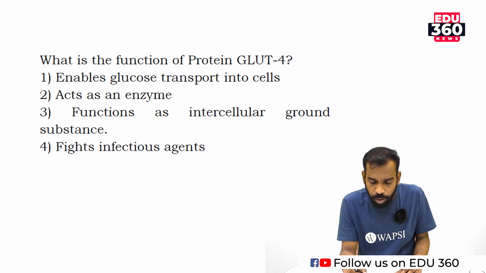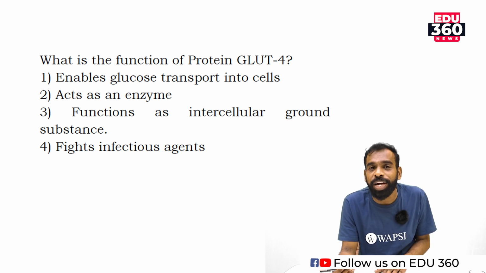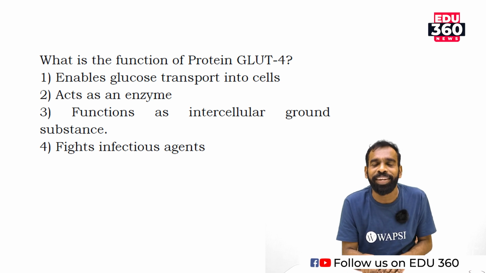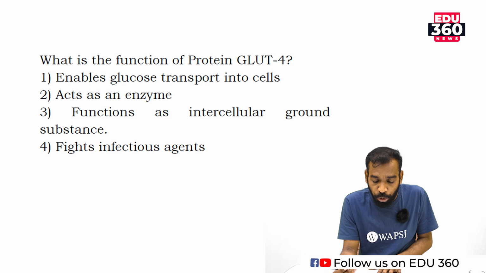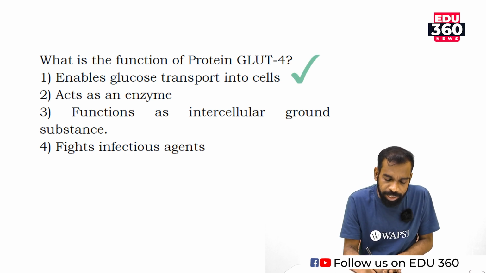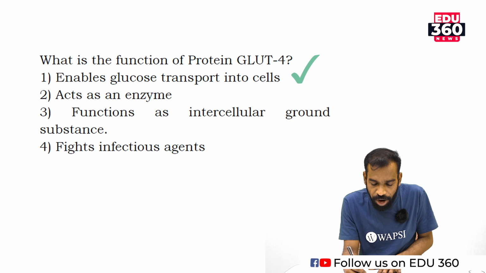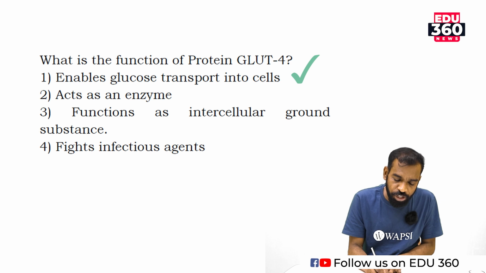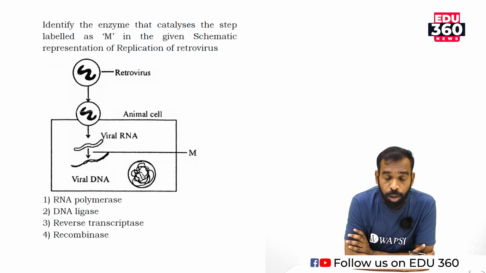What is the function of the protein GLUT4? We already discussed it: it enables glucose transport into the cell. In the match the following part, I think I explained it twice. It acts as an enzyme? Function as an intercellular ground substance? That is wrong, collagen is an intercellular ground substance. Antibody, infectious agent. So option 1 is the correct answer. Move to the next question.